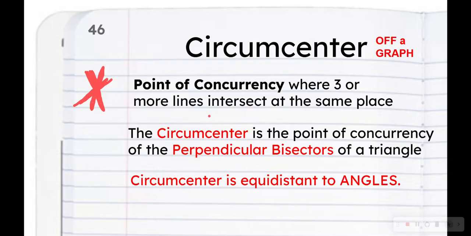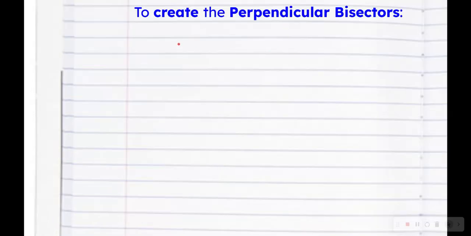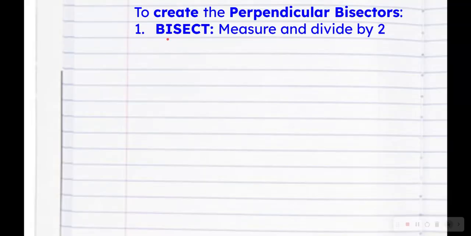So how do we draw a circumcenter? Well, we got to draw these perpendicular bisectors. We're going to focus on how to do it off the graph first, and then we'll do this on the graph. How to create perpendicular bisectors: you're first going to bisect each side of the triangle. And the way you do that is you grab a ruler and you measure the length of the side. Let's say it's 5 centimeters long. Divide that by 2. You're going to put a dot halfway in between. So half of 5 would be 2.5. So I put a little dot at 2.5 centimeters. And you're going to do that to every side.